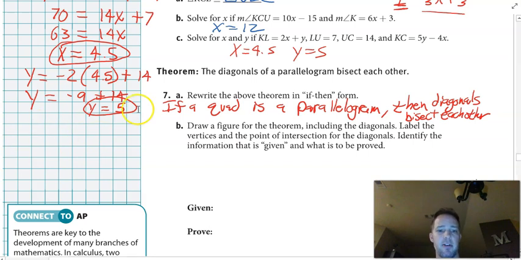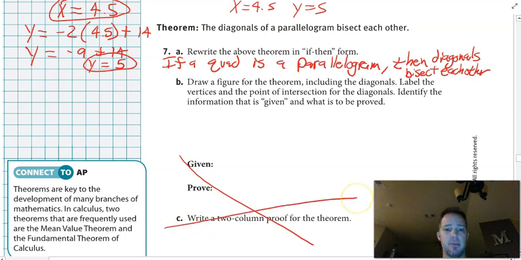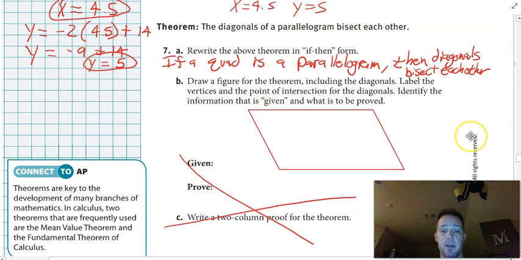For part B, draw a figure for the theorem, including the diagonals. Label the vertices and the point of intersection for the diagonals. Identify the information that is given and what needs to be proven. We're not going to do this proof here as well, but I am going to draw a parallelogram and label. All right, there's a nice one.